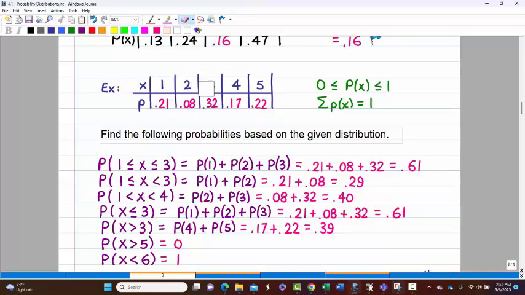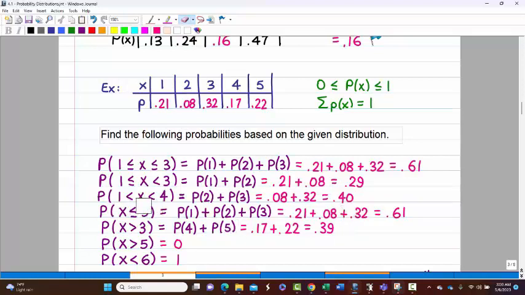So the probability would be these 3 probabilities added together. And we get 0.61. Now the next one has an equal at 1, but it does not at 3. So that means we include 1, but we don't include 3. So it's just 1 plus 2. So we add these two numbers together and get 0.29.